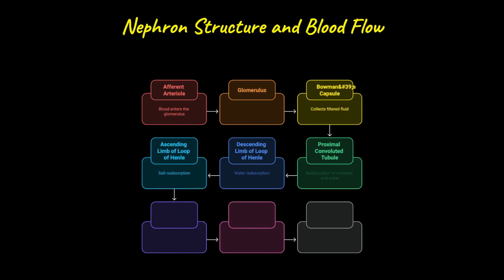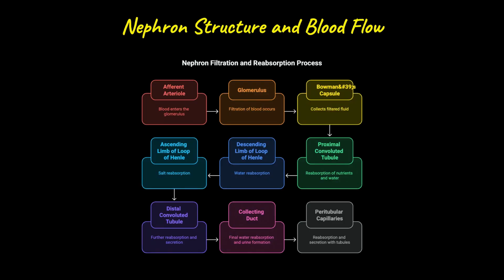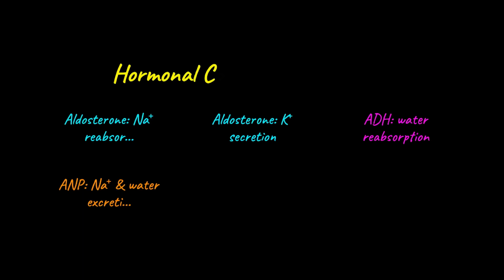Blood enters through the afferent arteriole, and high pressure in the glomerulus forces fluid into Bowman's capsule. That filtrate travels through the proximal convoluted tubule, the loop of Henle, and the distal convoluted tubule, with each segment recovering or secreting specific substances into the surrounding peritubular capillaries.